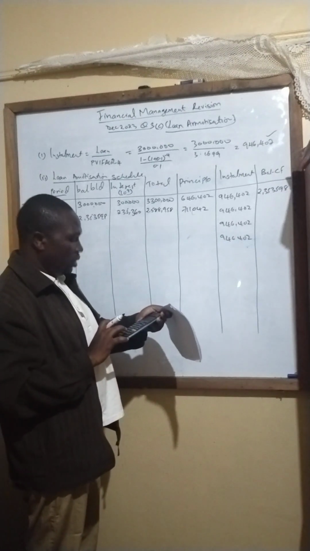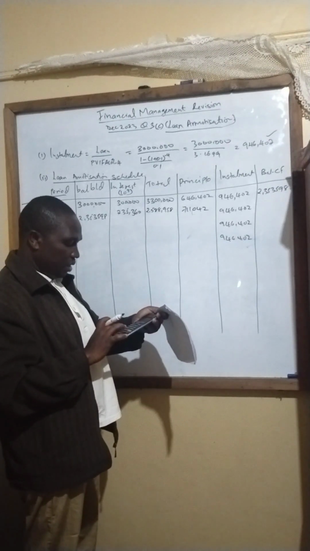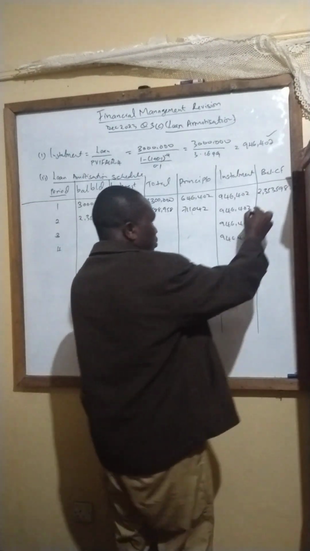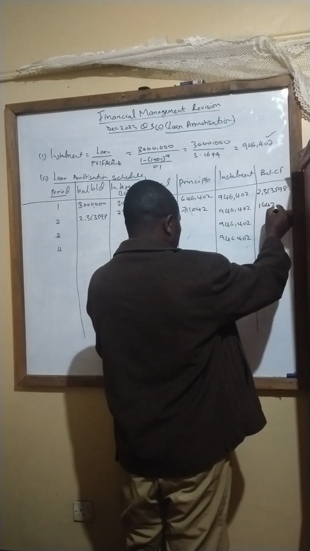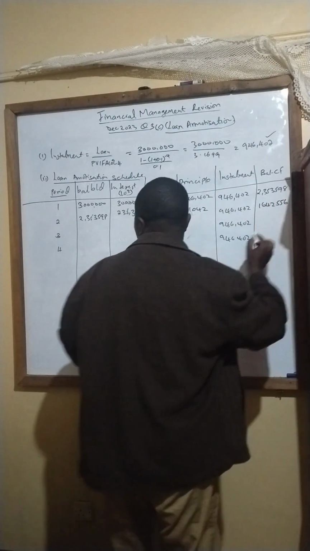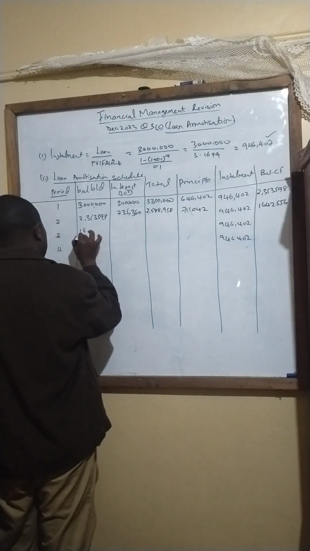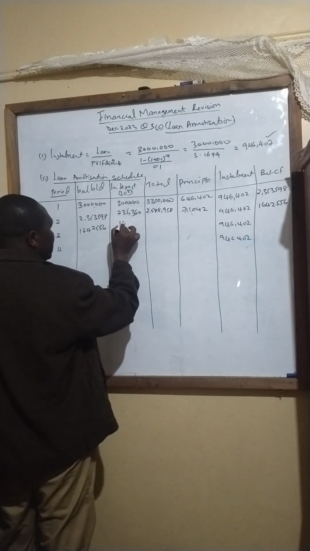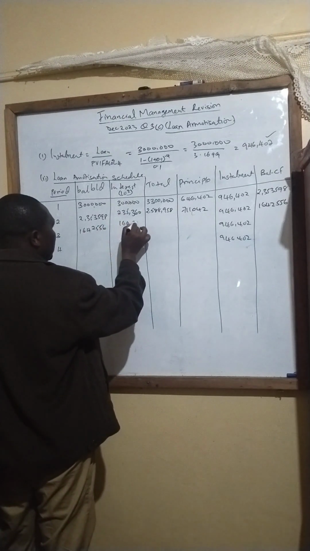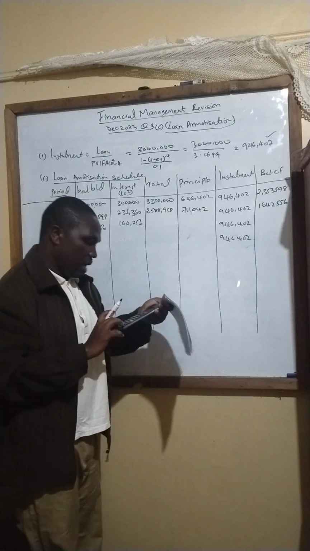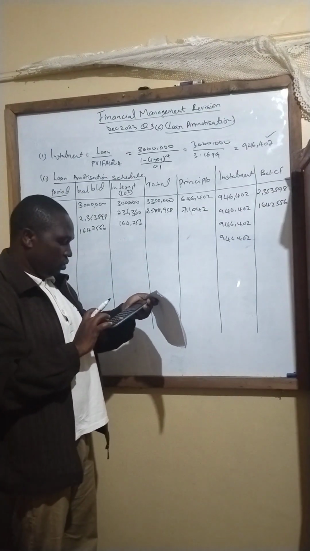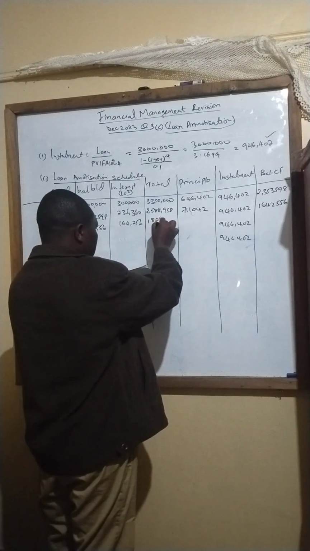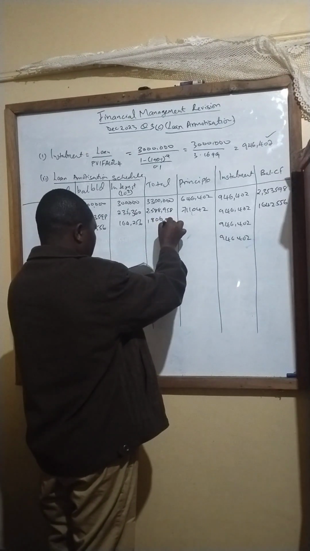So for me to get the balance there, I should just take the total, 2,588,958, you minus 946,402. So your answer here is 1,642,556. Then you bring here 1,642,556. 10% of this is 164,256. So you add 164,256. So your answer is 1,806,812.